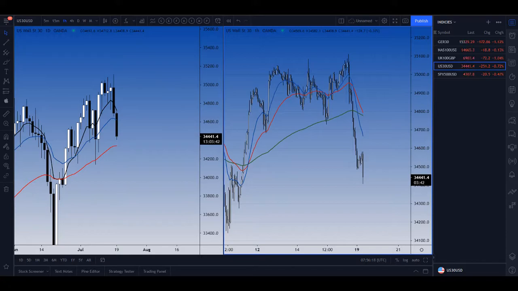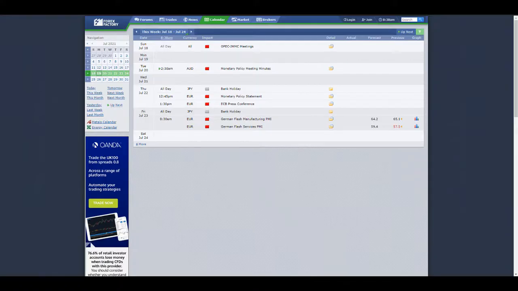So let's have a quick look at the news. Monday, no news, no high priority news expected, and not really a lot of high priority news throughout the week really. A little bit of news in the early hours of tomorrow morning from Australia, the monetary policy meeting minutes.